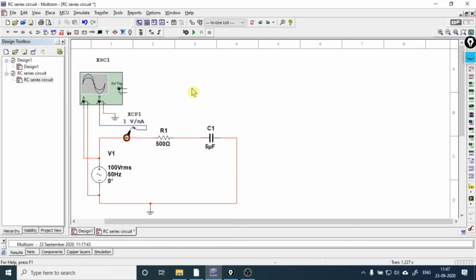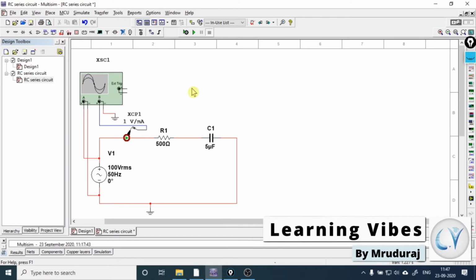First of all, this is the RC series circuit. How to prepare this RC series circuit? There is a separate video for that, and the link for that video is down in the description box. The title is how to prepare RC series circuit in Multisim. So now we'll start with the analysis part.